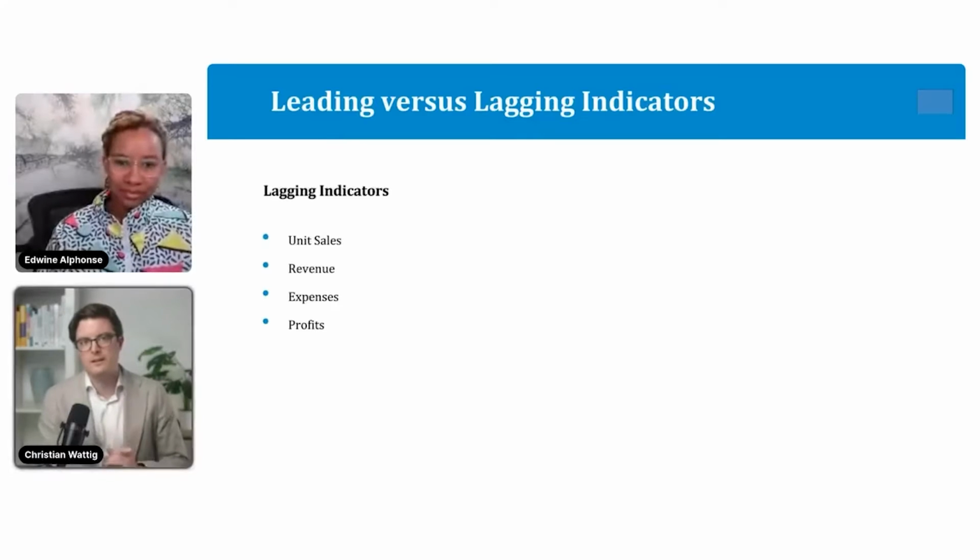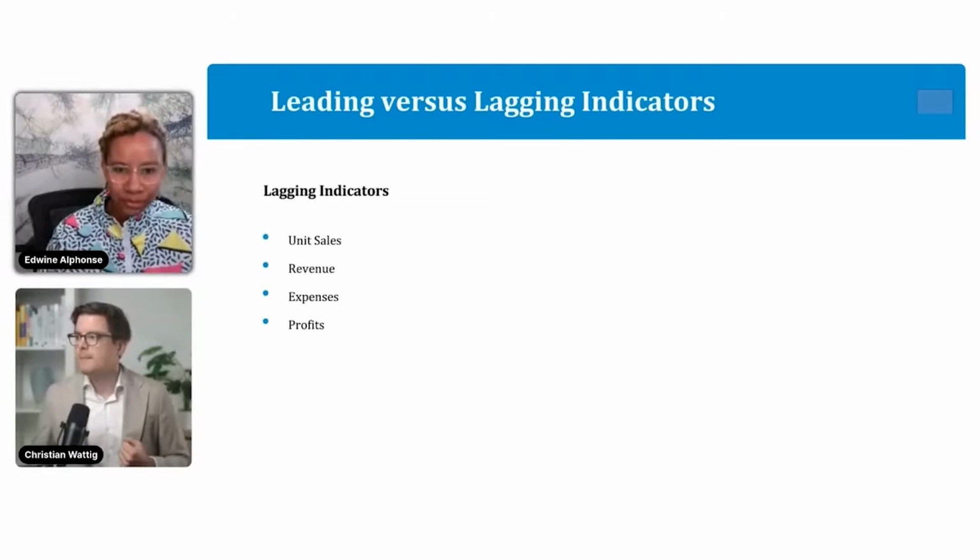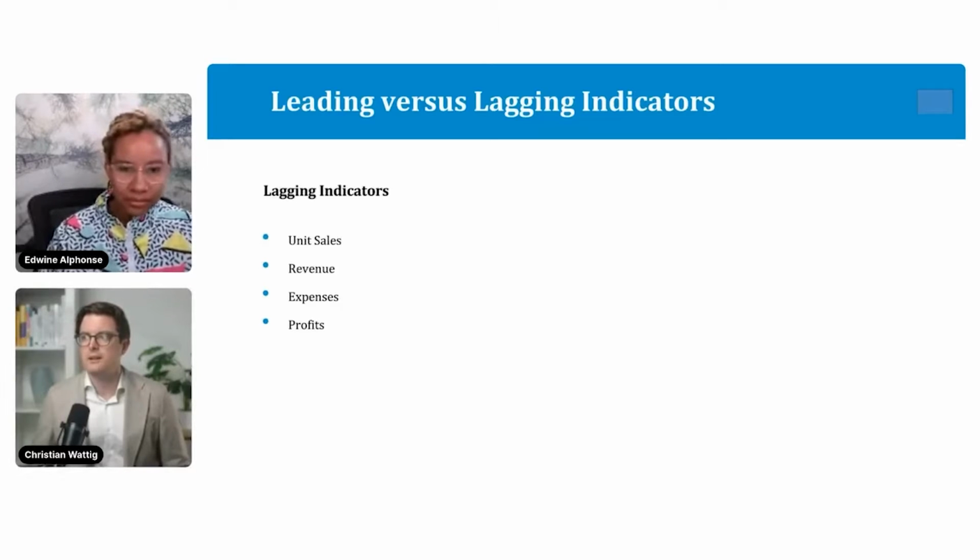And when we look at the basics, you start with lagging indicators versus leading indicators. Your lagging indicators are unit sales, revenue, expenses, profit, what you get out of the accounting system. Those are called lagging because they are the result of your actions. So pretty much the P&L. Yes, pretty much the P&L. Or the balance sheet as well.